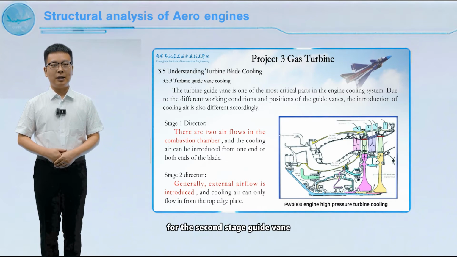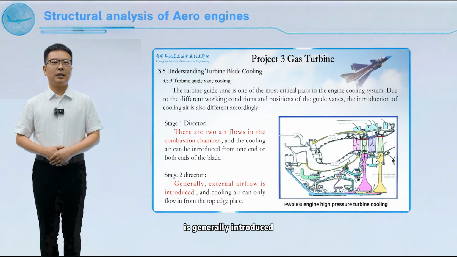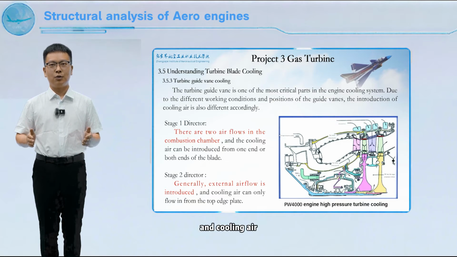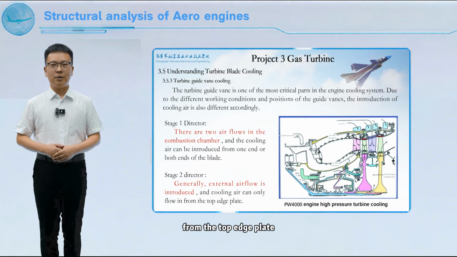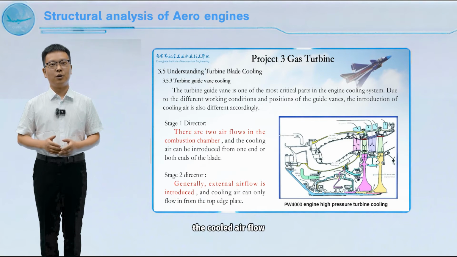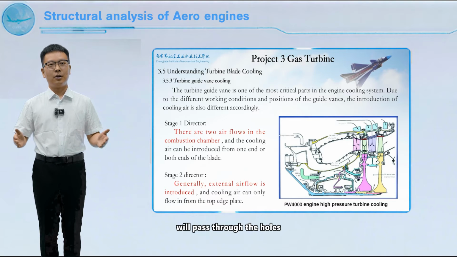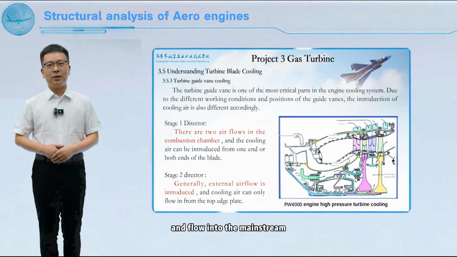For the second stage guide vane, since it is connected to the casing by a cantilever structure with a fixed outer end, external airflow is generally introduced, and cooling air can only flow into the inner surface of the blade from the top edge plate for convective heat exchange. The cooled airflow will pass through the holes on the surface of the guide vane and flow into the mainstream.